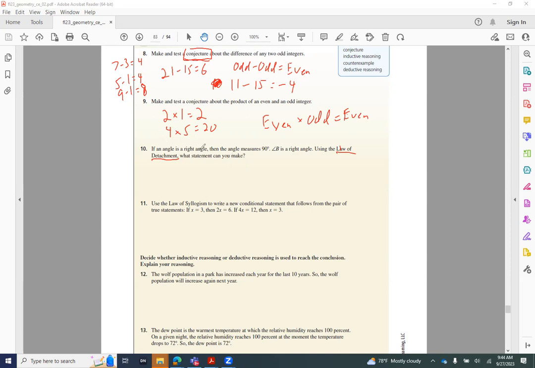So if an angle is a right angle, then the angle measure is 90 degrees. All right. So then they tell us right away, B is a right angle. Well, by the logic that was provided, if an angle is a right angle, then the angle measures 90. So if angle B is a right angle, then angle B measures 90.